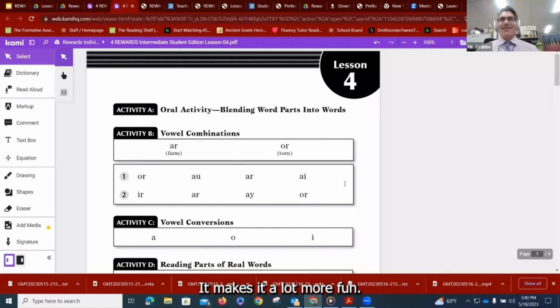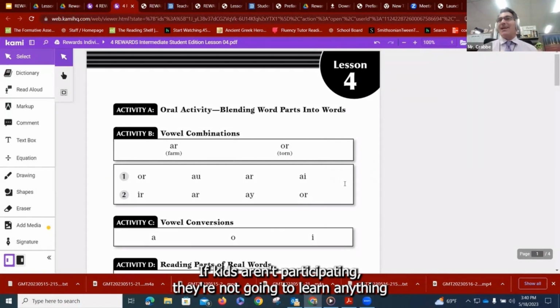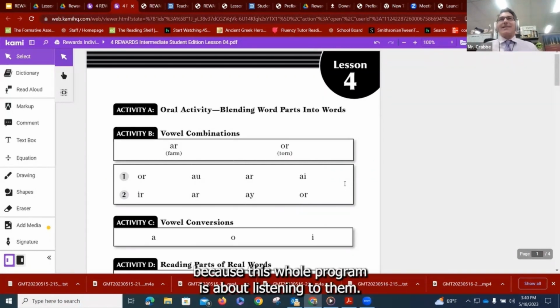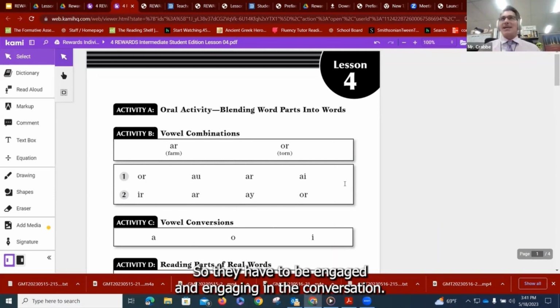It makes it a lot more fun. And just think about it. In the classroom, if kids aren't participating, they're not going to learn anything. Because this whole program is about listening to them, and this is oral production of the different syllables and the word parts and so forth. So they have to be engaged and engaging in the conversation.